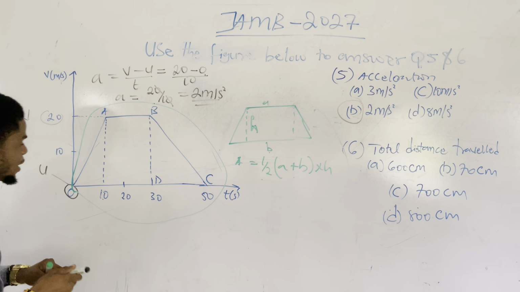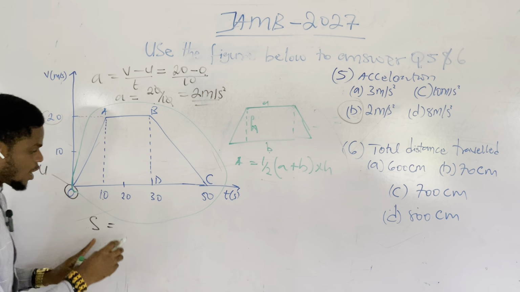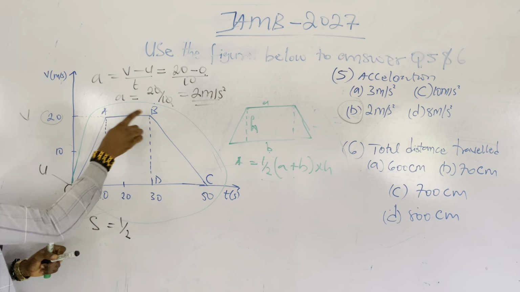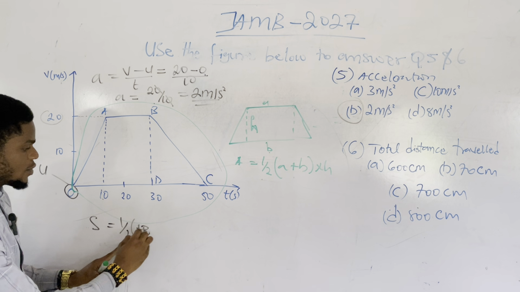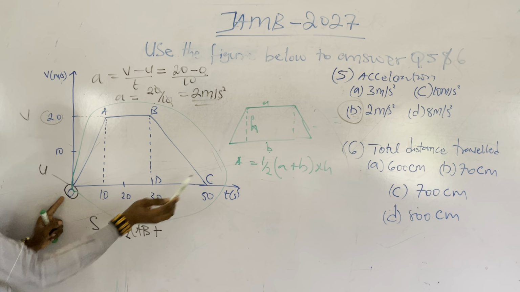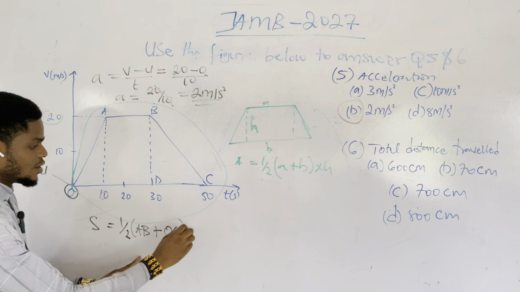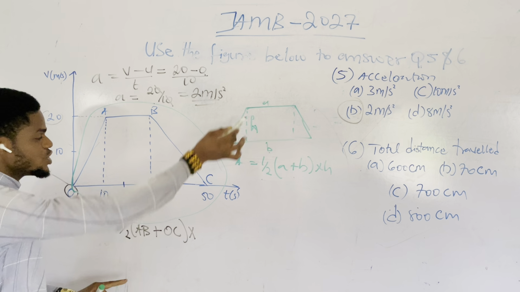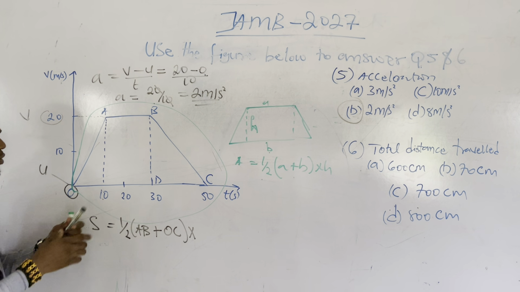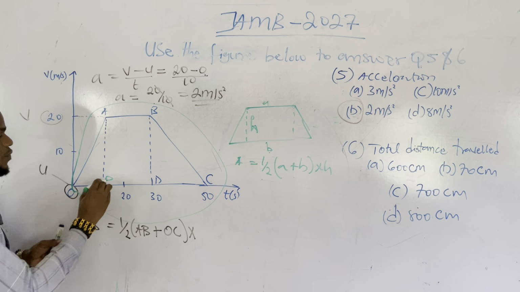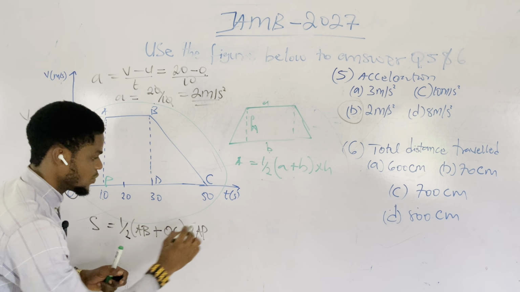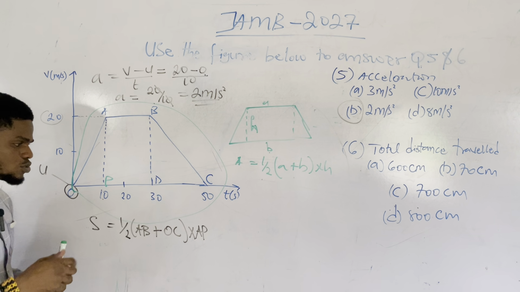Let's go. The total distance travelled will now be equal to half. This point represents AB, so we have AB plus OC, while the height of this trapezium is this line. Let me label this point as P, so it represents AP. You now understand? Let's input the values.